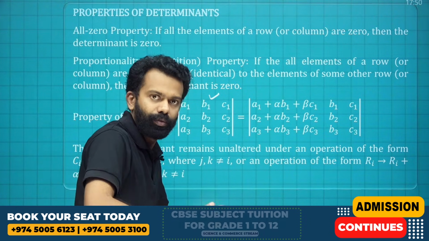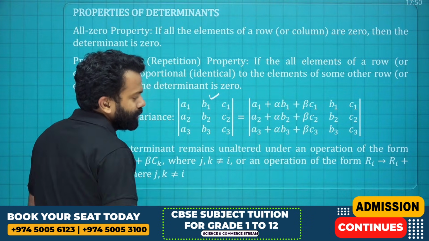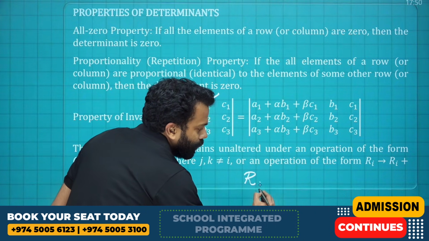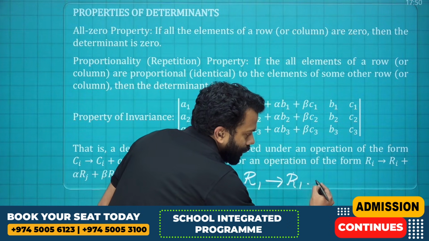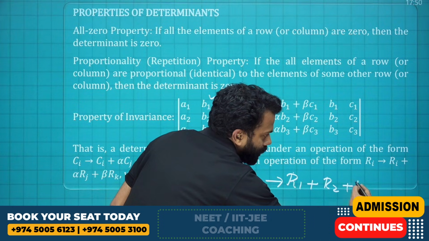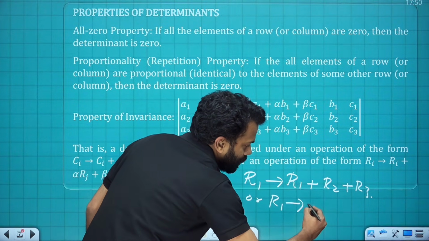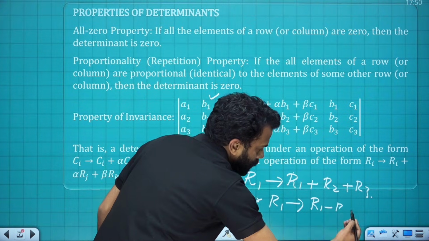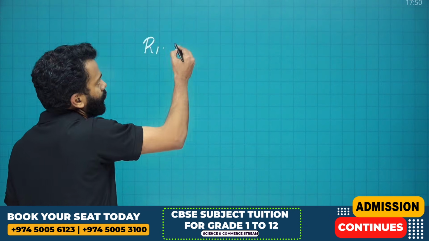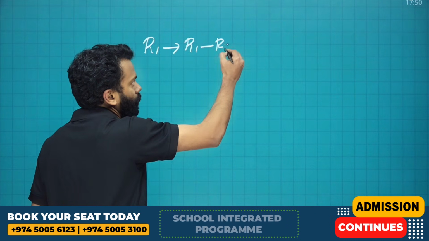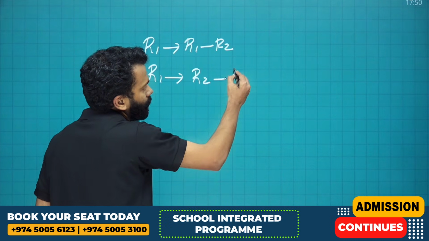operations. If you perform a legitimate elementary operation. Legitimate means you have to put it like this. If you are planning to change R1, you have to put it like this: R1 plus R2 plus R3, or various elementary operations are there. R1 changes to R1 minus R2, like that. But never use this one. R1 changes to R1 minus R2 is okay. But never use this one: R1 changes to R2 minus R1.